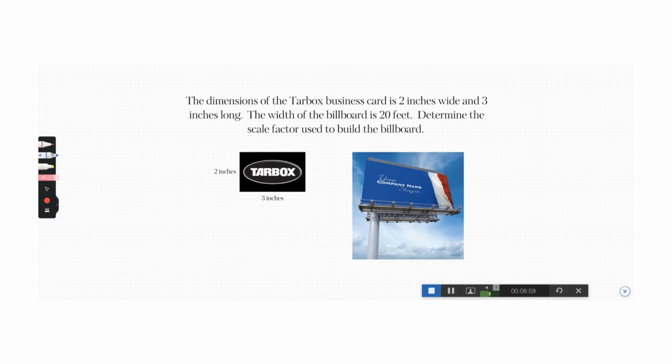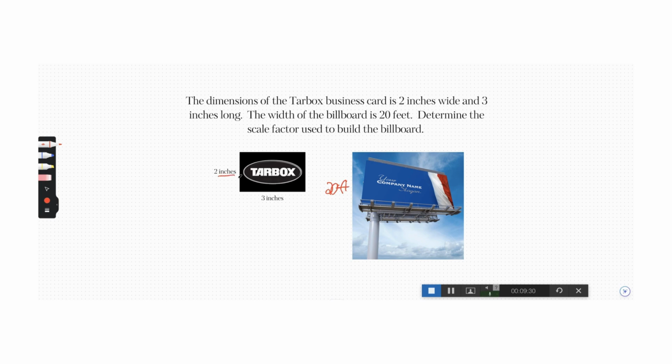All right, so it says the dimensions of the Tarbox business card is 2 inches wide, okay, so 2 inches wide and 3 inches long. The billboard, the width of the billboard is 20 feet. Determine the scale factor used to determine the billboard. All right, so this one's a little bit tricky, but so we know that the width of the billboard is 20 feet, right? So I'm going to write 20 feet right here. But here's the thing.